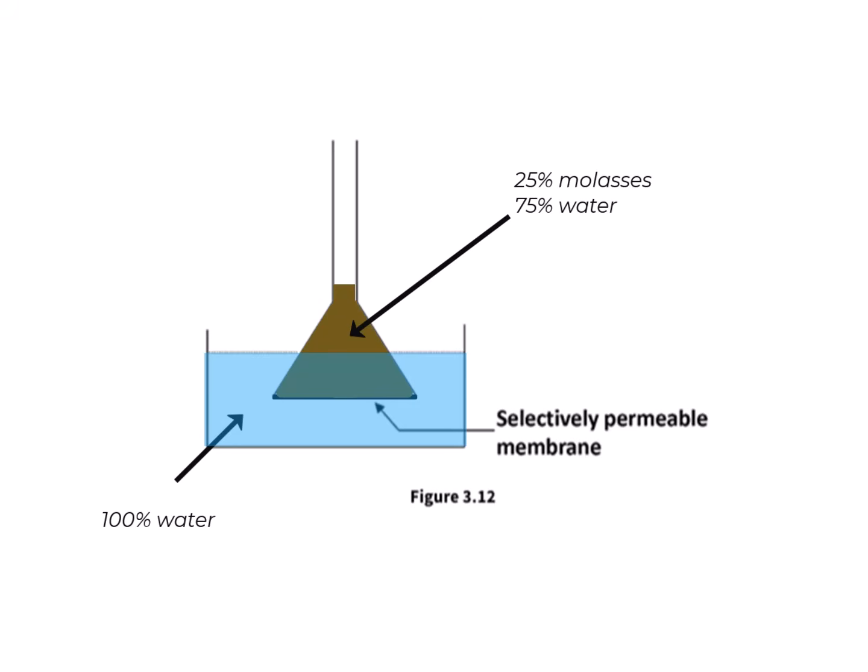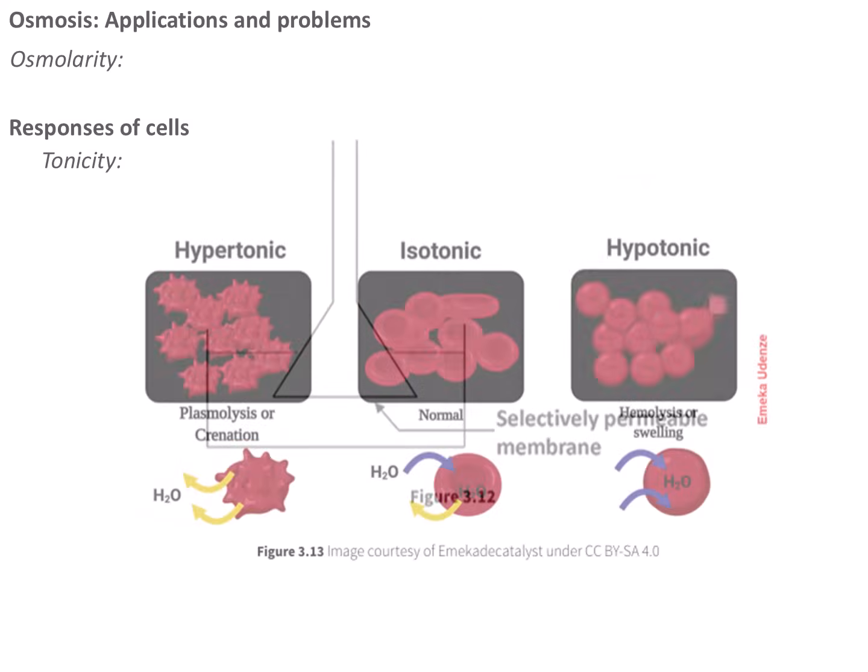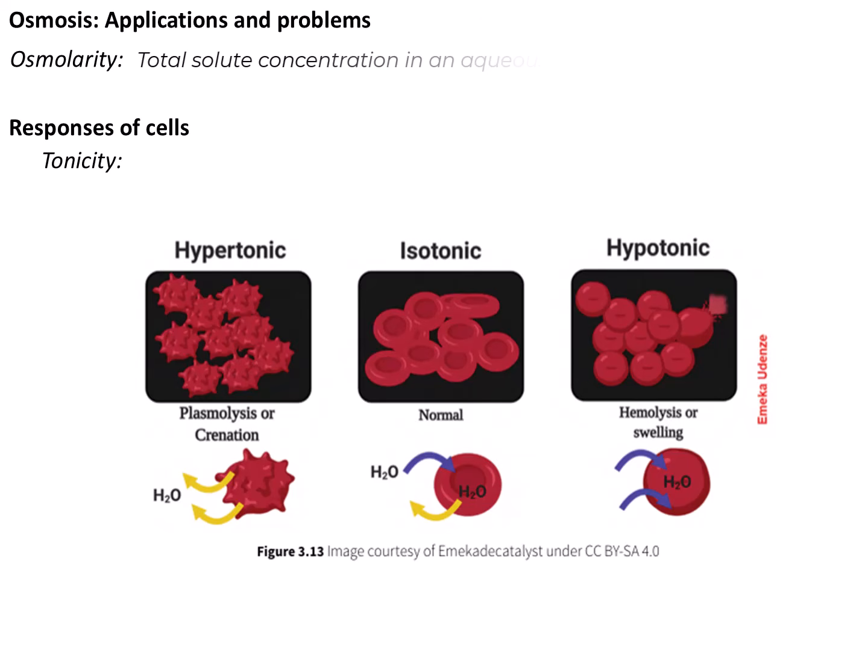As water moves into the funnel across the permeable membrane, it raises the volume of the molasses solution inside, and that moves up the tube. The level of molasses will rise because the water diffuses across the membrane and increases the volume of molasses. Osmolarity refers to the total solute concentration in an aqueous solution. Cells respond differently to different solutions. Tonicity describes how a solution affects a cell.